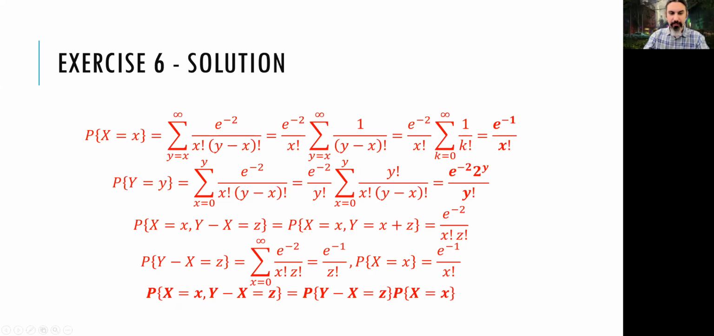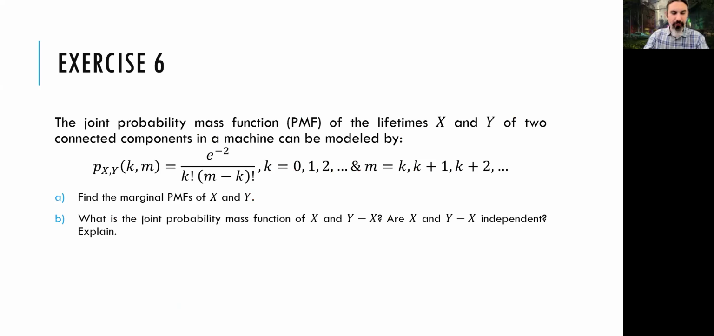Now, these are just the marginal values. What I need is part b. Find the joint probability mass function of x and y minus x. Now, I'm getting a new variable here. This is z. Z is equal to y minus x. And are they independent? We'll see.